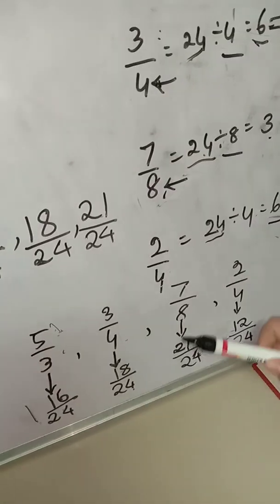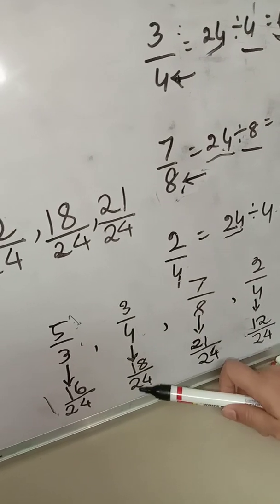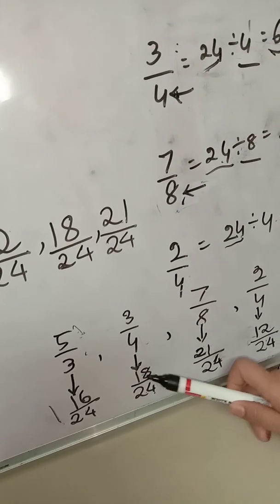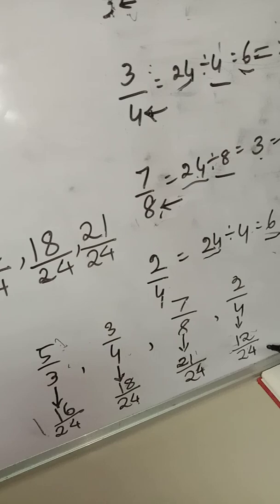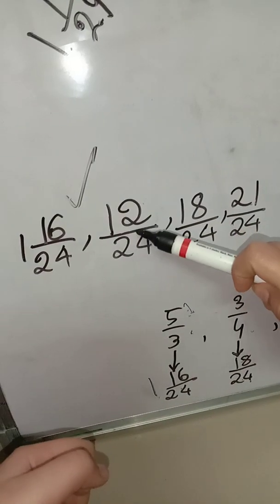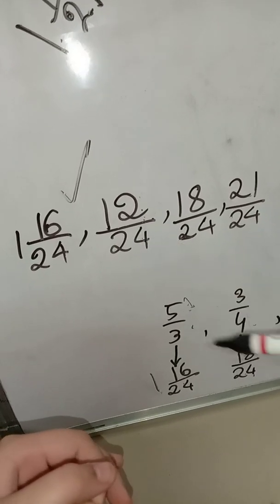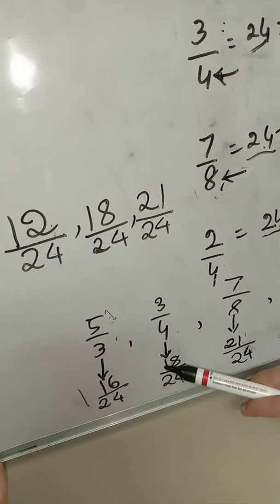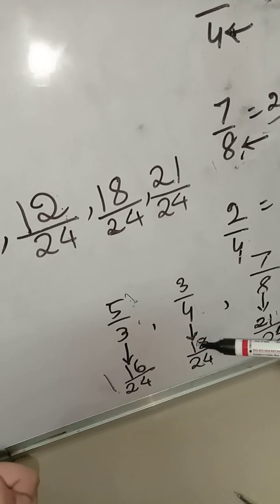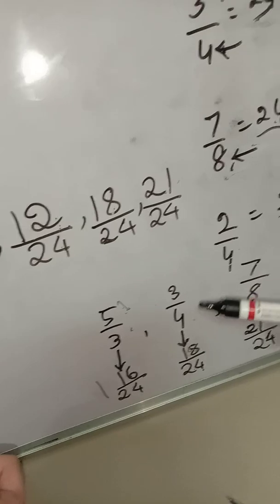Now 18, 21, 12. If the denominators are the same and numerators are different, the biggest numerator will be the biggest number. So we are putting 21 by 24 in the second position. Then 18 by 24 in the third position, and 12 by 24 will be the last position.